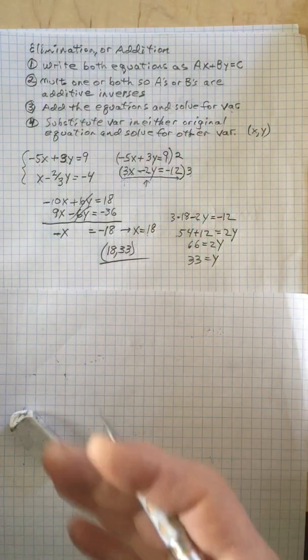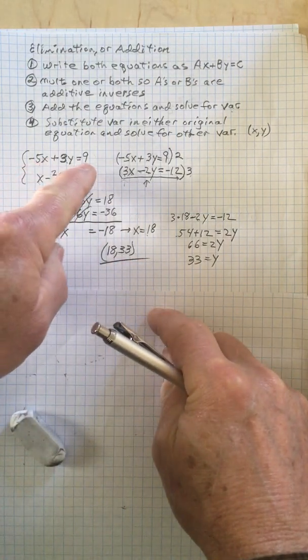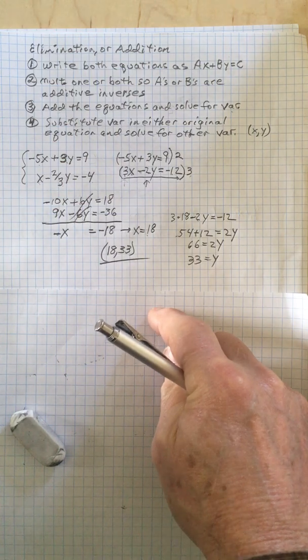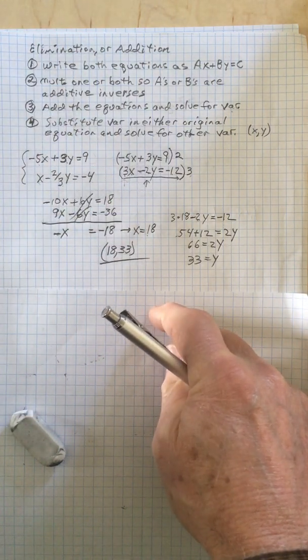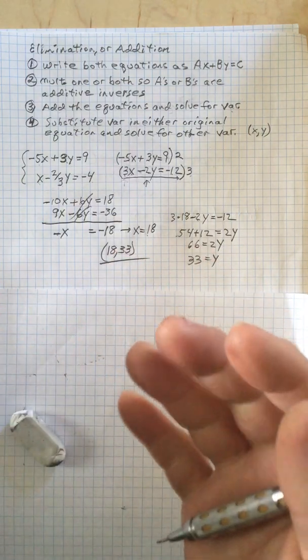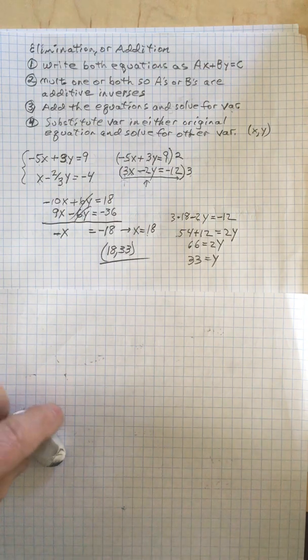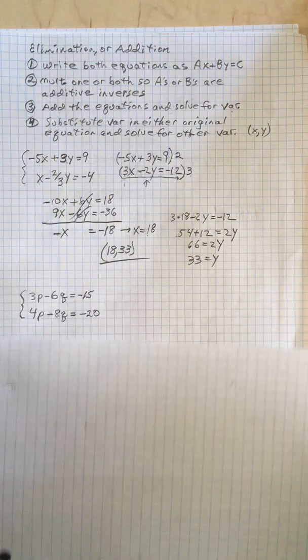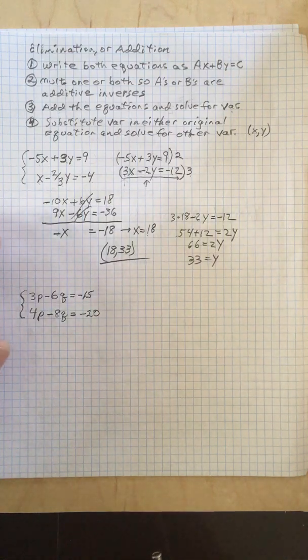And again, if you want to check any of these solutions, you would plug that into the first one and make sure it's true. You would plug it into the second one and also make sure it's true. Both have to be true or it's not a solution. Okay, let's look at one more. Let's use the addition method here.